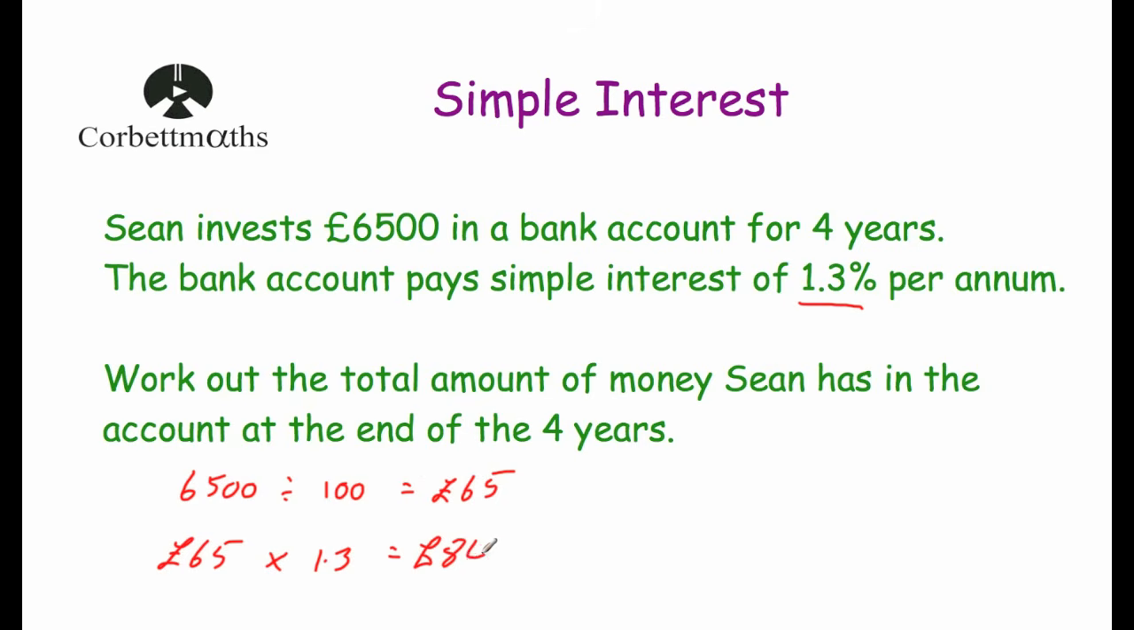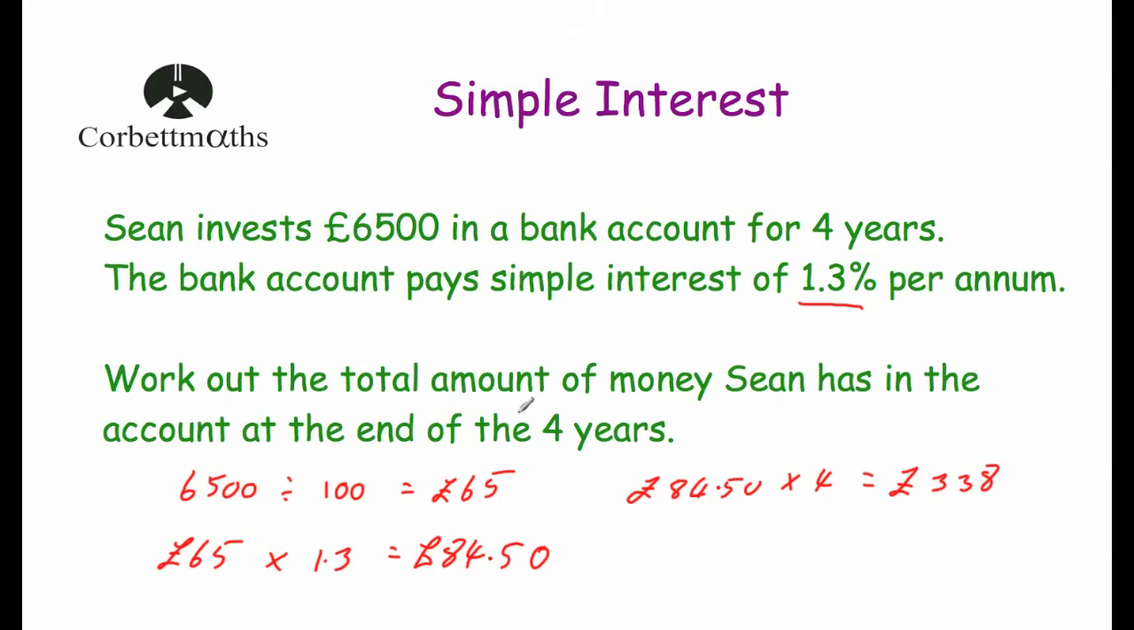Because it's a money question, we're going to write it with the pence, so it's £84.50. So that's how much interest is earned each year, but it's invested for 4 years. So we're going to multiply that £84.50 by 4 to see how much interest is earned over the whole 4 years. When we do that times by 4, we get £338. So that's the total amount of interest Sean will earn by the end of the 4 years.